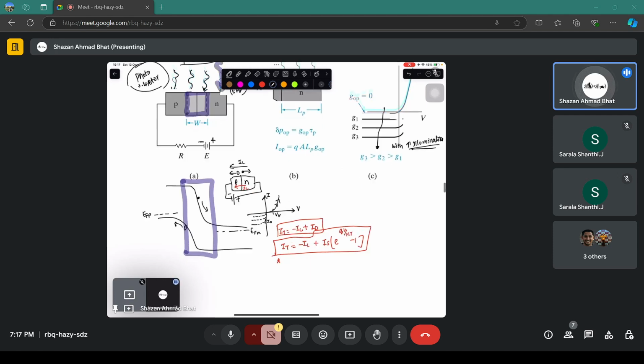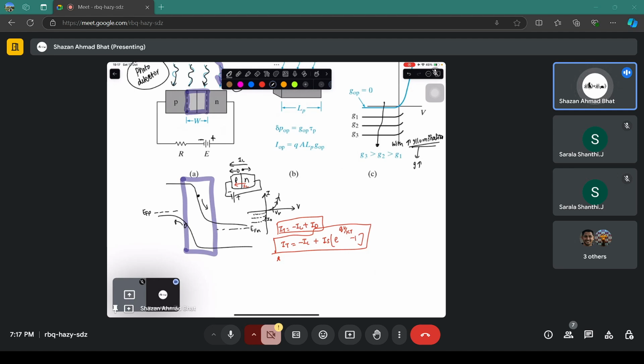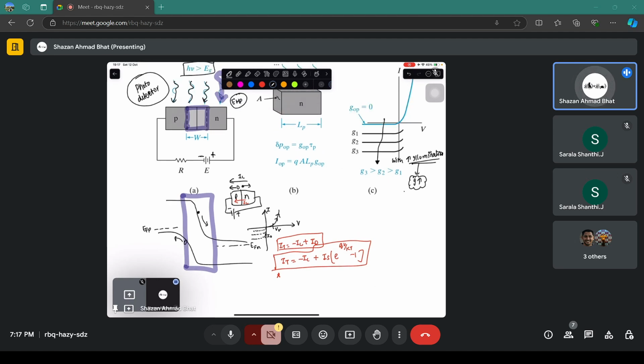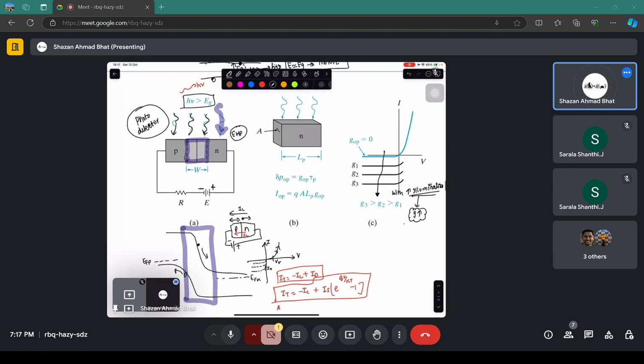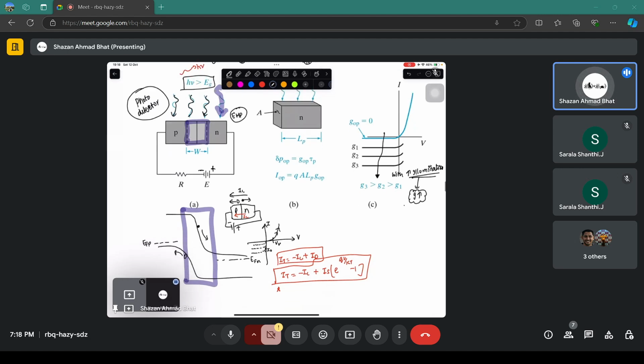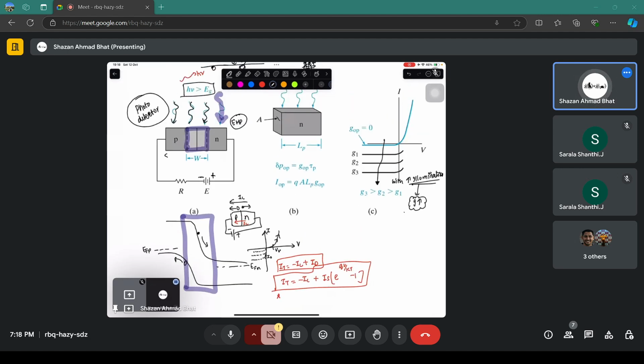If you illuminate more light, you are basically generating more electron hole pairs. So the generation is increasing, and more electron hole pairs are getting generated. You have an increase in the reverse saturation current with the increase in the light illumination falling onto this system. And what does it depend on? It depends upon certain factors. Those factors are the width of this particular thing, what will be the width of the depletion region formed.